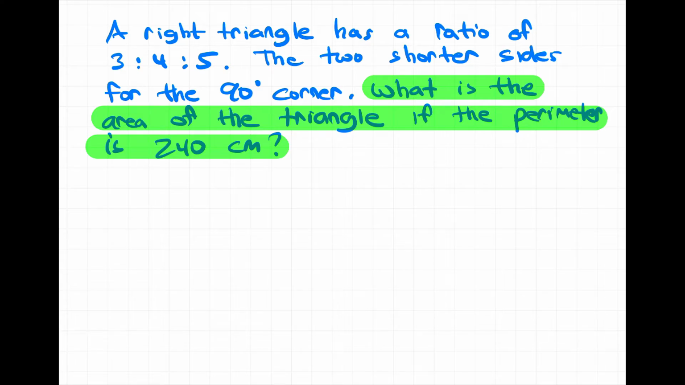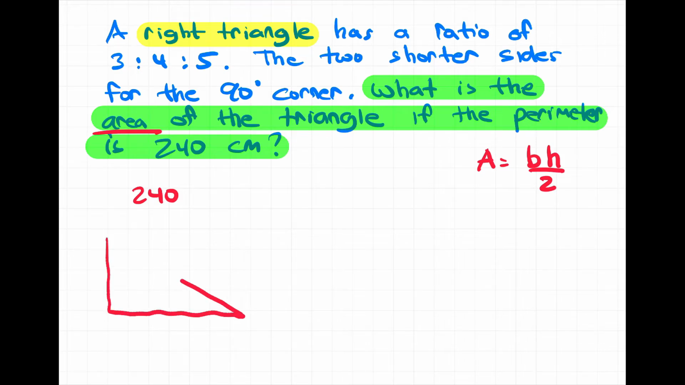Okay, so what do we know? We know that we have a perimeter of 240. But they're not asking for the length of each side, they're asking for the area. So they want to know what is the area. Well, remember, area equals base times height divided by 2. And it states up top that we have a right triangle. So you should know what a right triangle is. It is a triangle that looks like that and has a 90-degree corner.